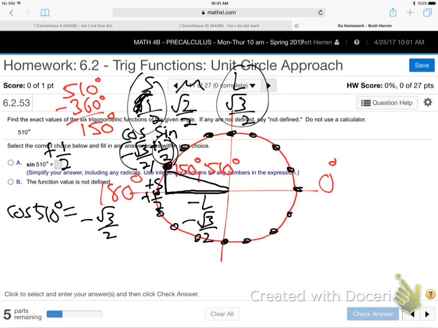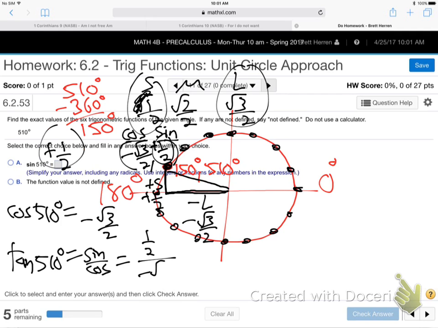Negative root 3 over 2, because it's the x coordinate, right? Cosine is x, sine is y. Tangent? Yeah, that's sine over cosine. So sine, what was sine? A half, over cosine, negative root 3 over 2.